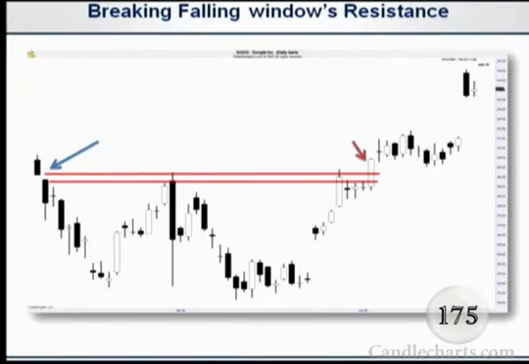Okay, here we have a small window. Over here, the window acted as resistance.